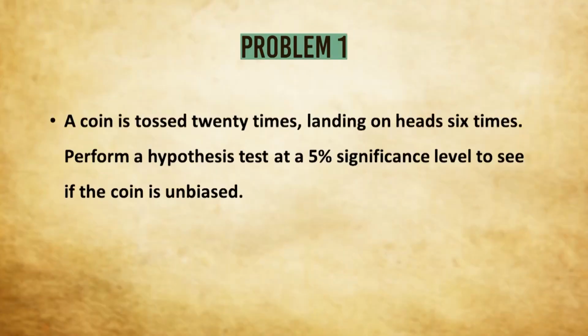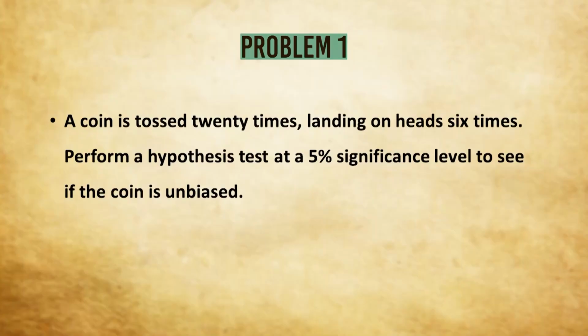We shall now try to work out some numerical examples with the help of binomial and Poisson distribution as well as the concepts we have learned in our earlier lecture. Suppose a coin is tossed 20 times, landing on heads 6 times. Perform a hypothesis test at 5% significance level to see if the coin is unbiased.